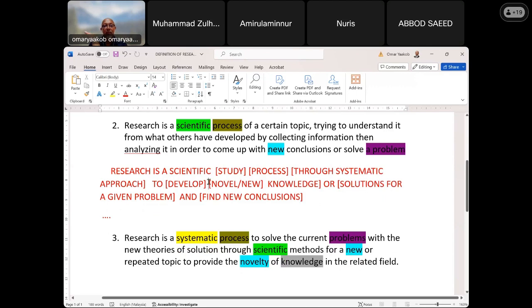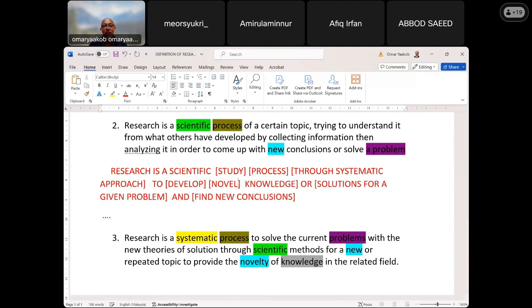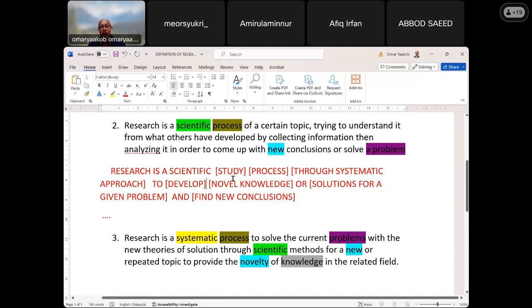So now we have to develop novel or new knowledge. Okay, novel and new. Which one is better to use? Novel knowledge or new knowledge? Novel. Oh, okay. You all like bombastic words, huh? Okay. So this one becomes novel knowledge. Now you're coming to research is a scientific study or process, a systematic approach to develop novel knowledge, and then you have or solution for a given problem and find new conclusions.